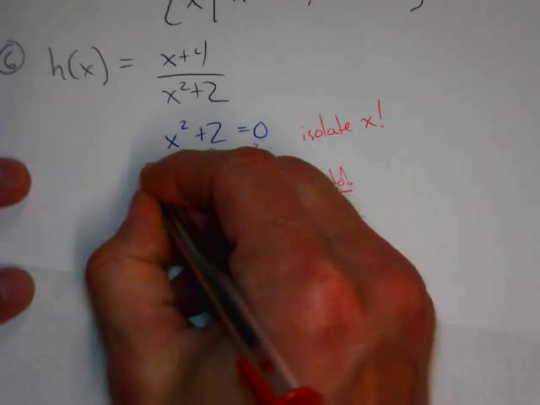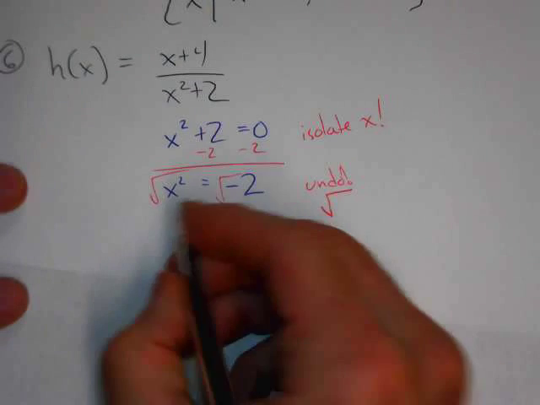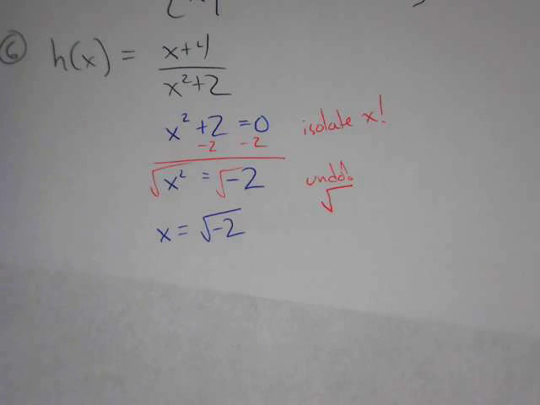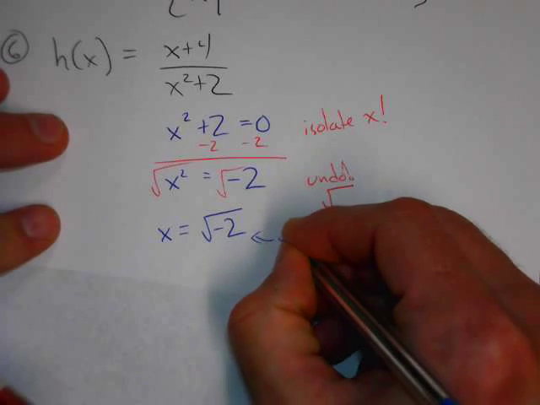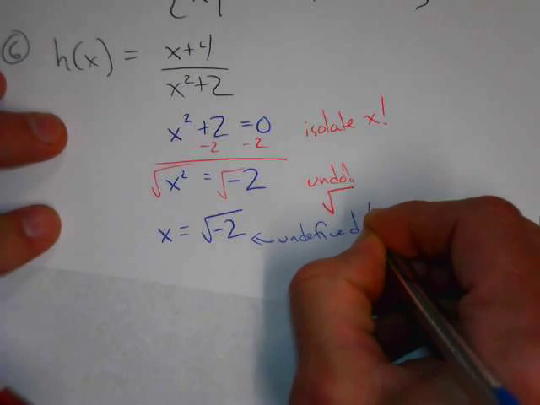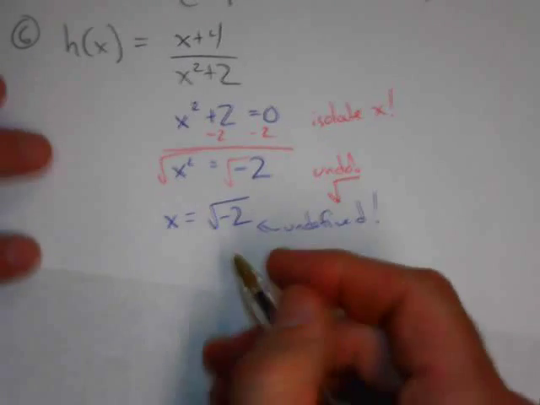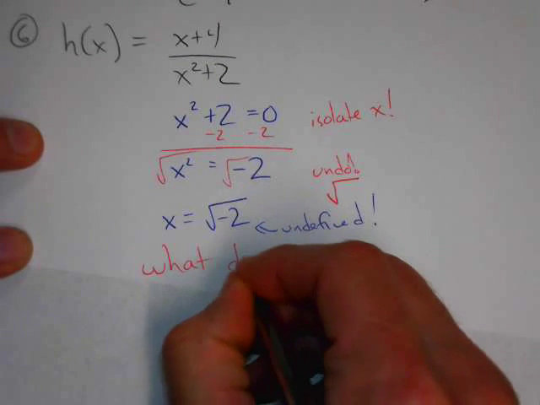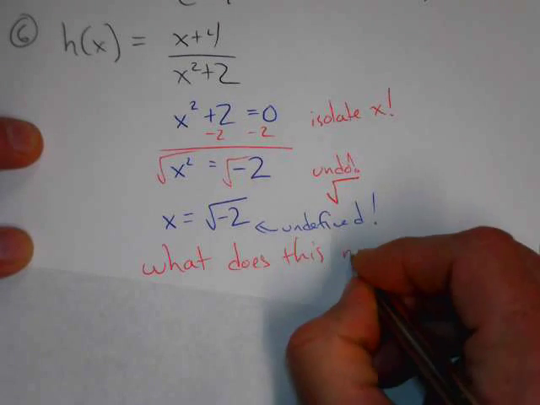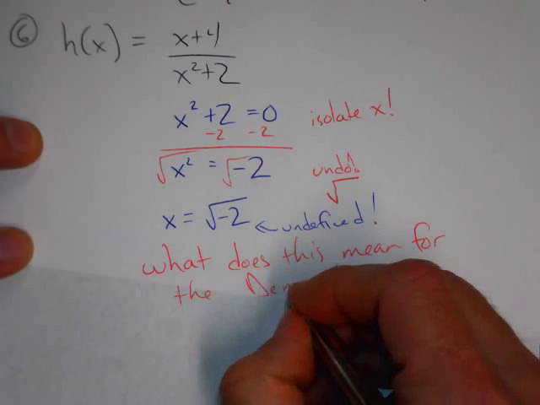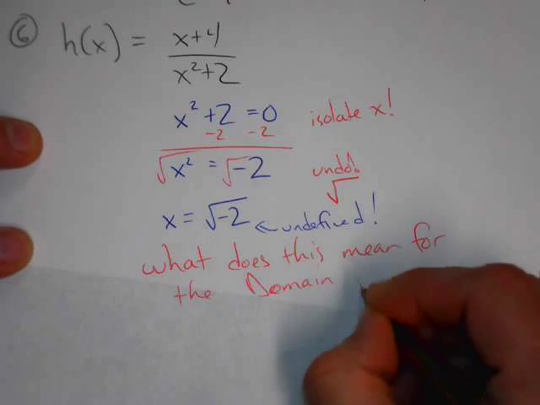So when we take the square root of both sides, we know that x will be the square root of negative 2. And if you try punching that in your calculator, or you do a little thinking, guess what? That's undefined. What just happened? So if this is undefined, what does that mean for the denominator? What does this mean for the domain restriction? Now we have to keep our wits about us.